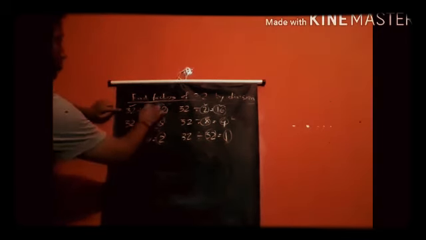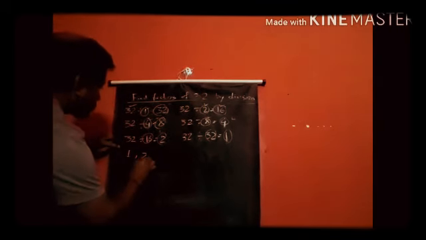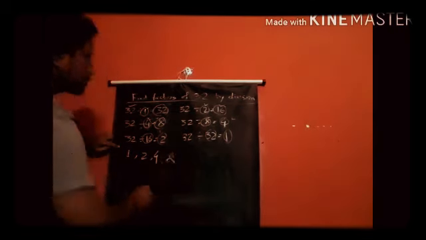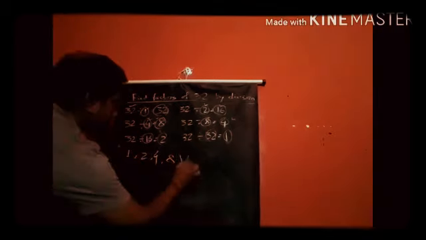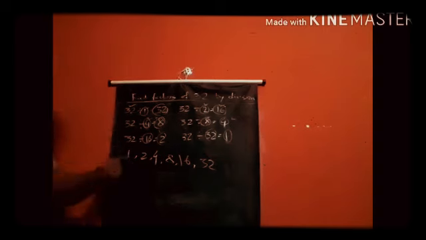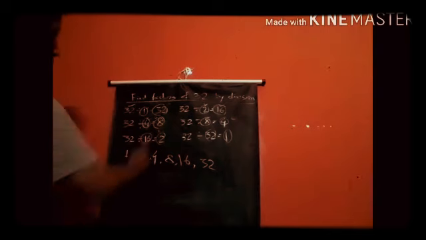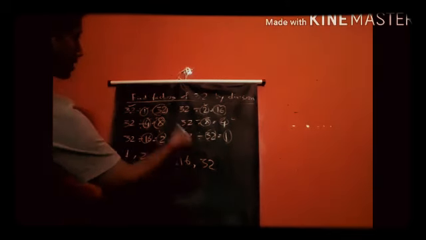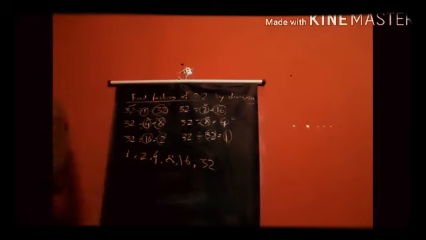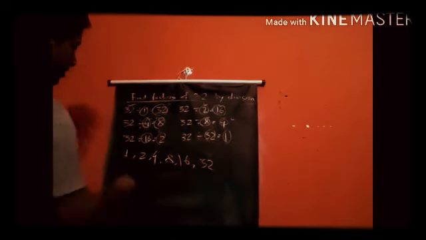We can go serially. Suppose let us take the divisors first: 1, 2, 4, 8, 16, 32. Factors of 32 we got: 1, 2, 4, 8, 16 and 32. So we can take the quotients also. 32 is already there, no need to take. 8 is already there, no need to take. 2 is already there, no need to take. 16 is already there, no need to take. 4 is already there, no need to take. 1 is already there, no need to take.